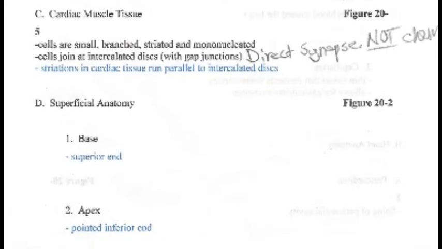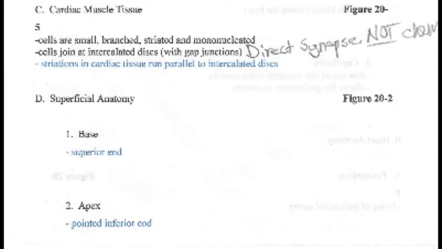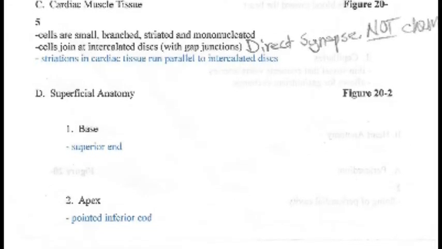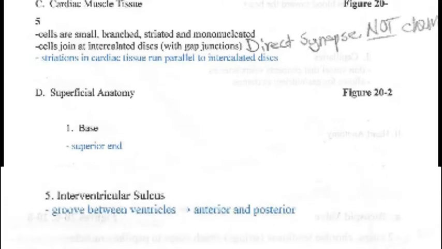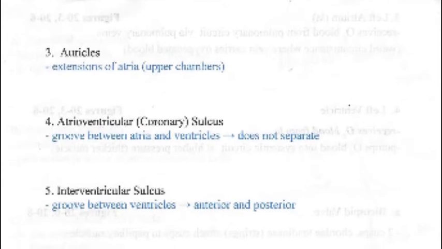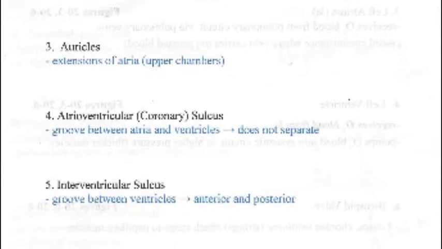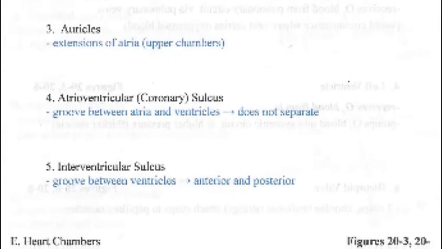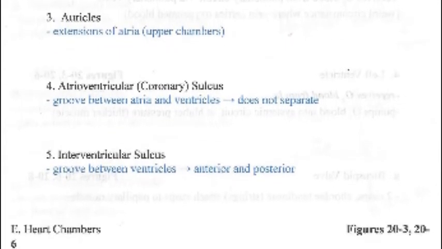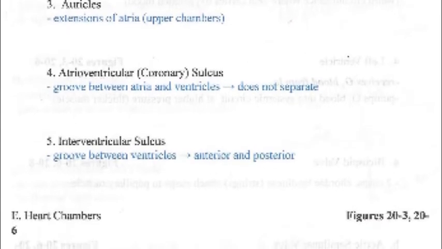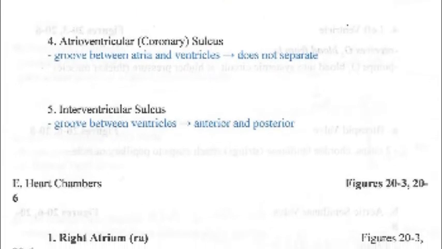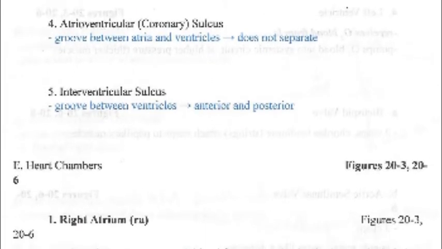Superficial anatomy. The base is the superior end and the apex is the pointed inferior end. The auricles are the extensions of the atria and are the upper chambers. The atrioventricular sulcus, also known as the coronary sulcus, is the groove between atria and ventricles. It does not separate the two. The interventricular sulcus is the groove between the ventricles, and it has an anterior and posterior aspect.